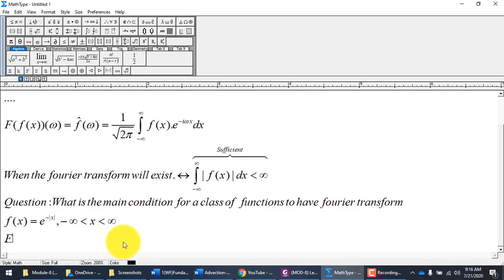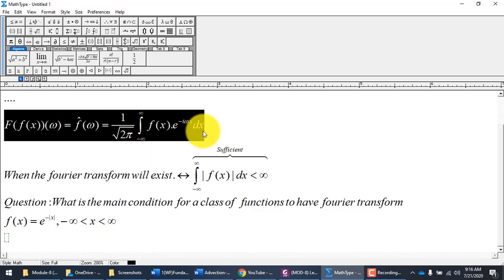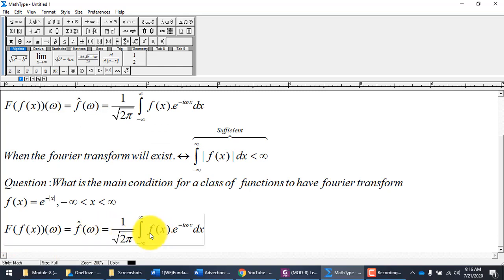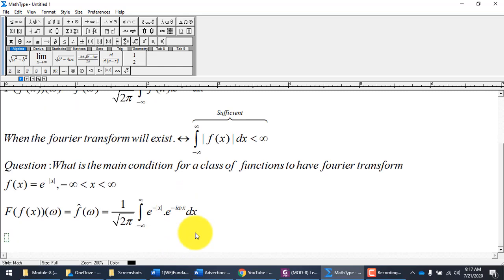So how will you find the Fourier transform? The symbolic representation you will write there. First of all, write the definition, and there you put, instead of f, e to power minus mod x. Now the main focus is to solve that integral. I was telling you in yesterday's Zoom meeting that you are now able to solve these kinds of integrals.